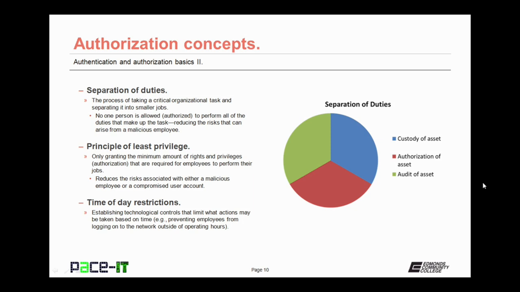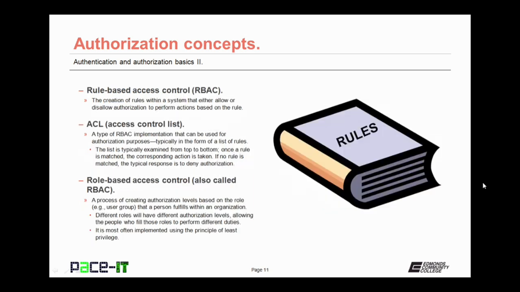Then there is principle of least privilege. This is only granting the minimum amount of rights and privileges, or authorization, that are required for employees to perform their jobs. This also reduces the risk associated with either malicious employees or a compromised user account. Then there are time of day restrictions. This is establishing technological controls that limit what actions may be taken based on time, as in preventing employees from logging onto the network outside of operating hours.